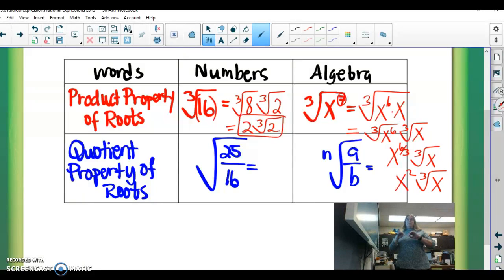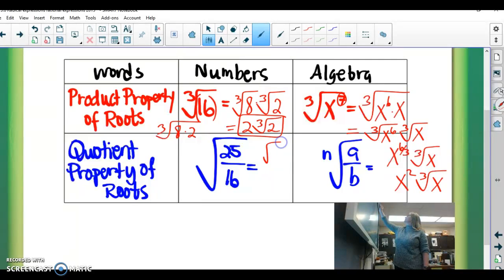The point being, you can split up a product. If you have 16, I could rewrite it as 8 times 2, and the reason again I'm picking 8 is because it has a perfect cube root. Same thing with quotients.